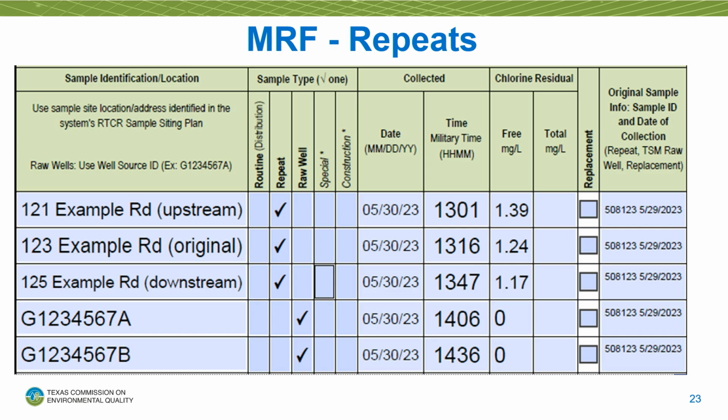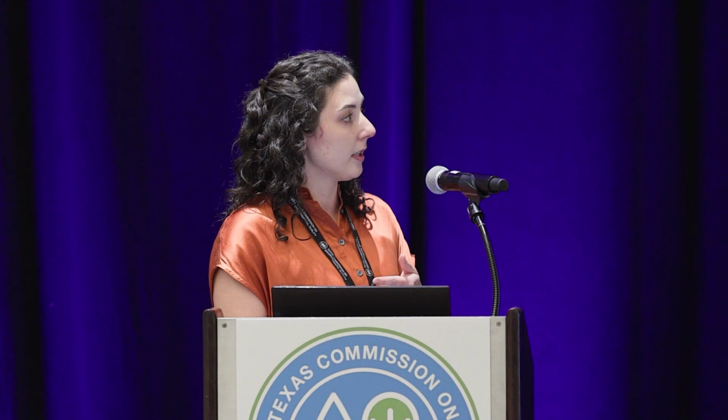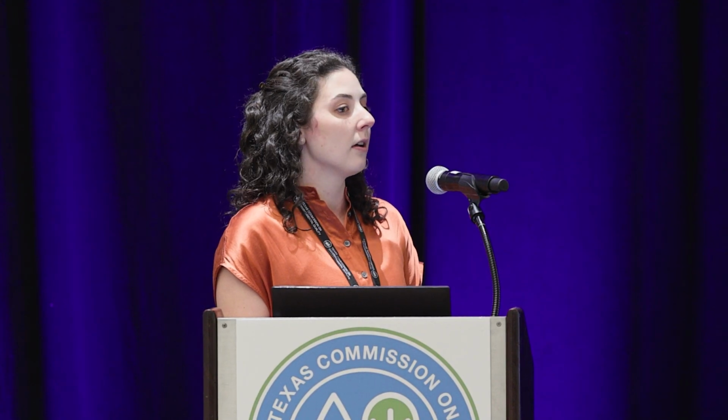These samples are marked as raw well on the sample type, with collected date and time of collection, and then a measured chlorine residual. This is that far column I was talking about, the original sample ID information. This information you can find from Drinking Water Watch. This is the lab ID number and the date of the collection, or you can obtain it from your laboratory.